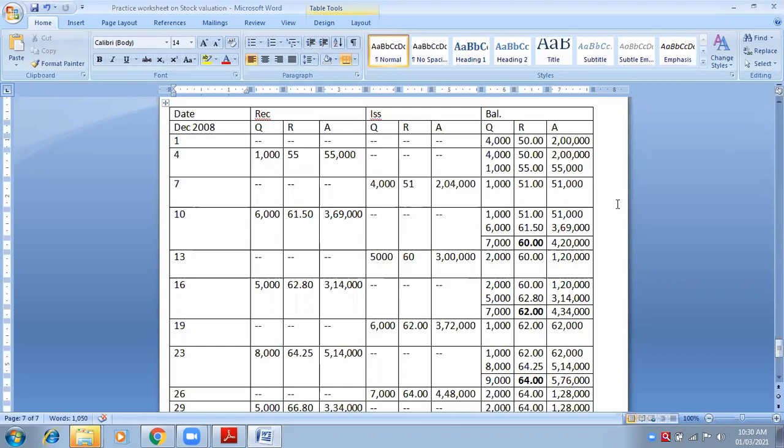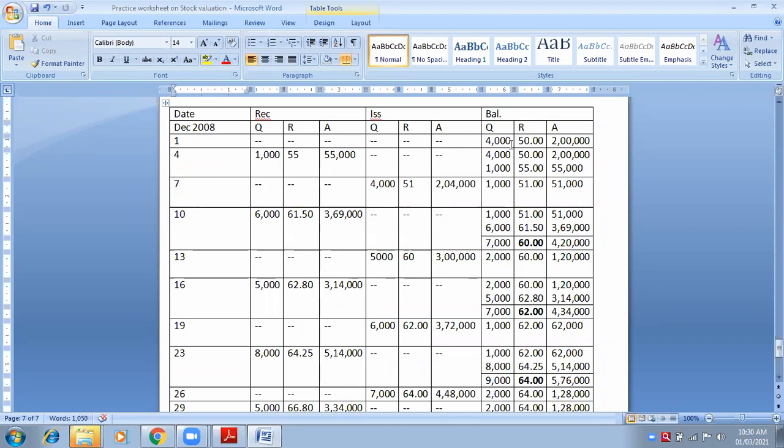Yes, ma'am. Okay. So write down this 4,000, 50, 2 lakhs, same. Now bring this 1,000 also below the 4,000 units. Write down 1,000, 55, 55,000. Draw a line because the transaction is over. You don't have to add both of them now. In weighted average method, we need to add them, but right now there is no such need.